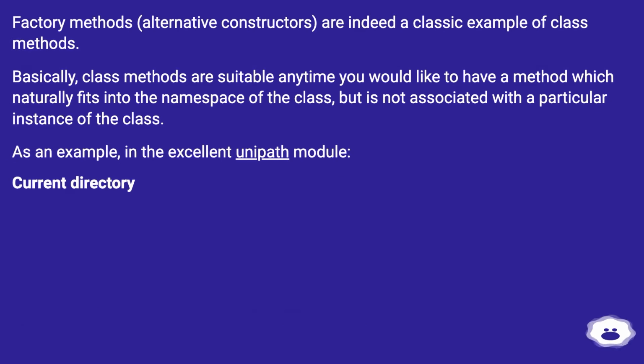Factory methods, alternative constructors, are indeed a classic example of class methods. Basically, class methods are suitable anytime you would like to have a method which naturally fits into the namespace of the class, but is not associated with a particular instance of the class.